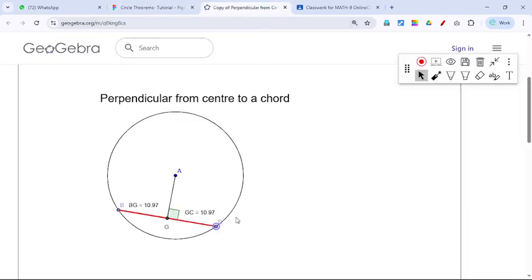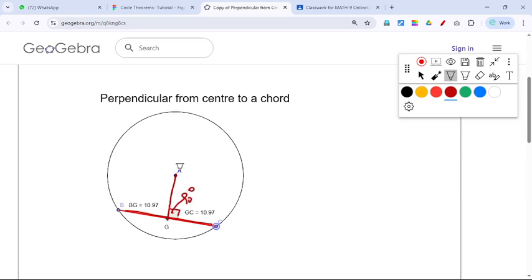This is from GeoGebra. Now this is a circle. We have a chord. In this diagram we have BC. So BC is our chord and AG is at 90 degrees because this is shown as 90 degrees, and it is drawn at 90 degrees, touches the chord at point G.